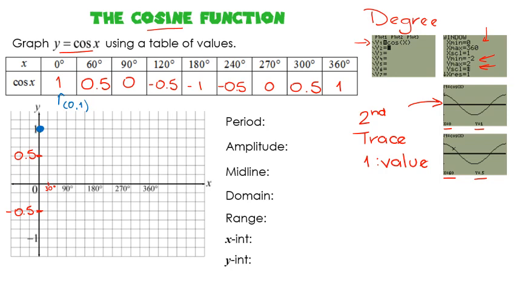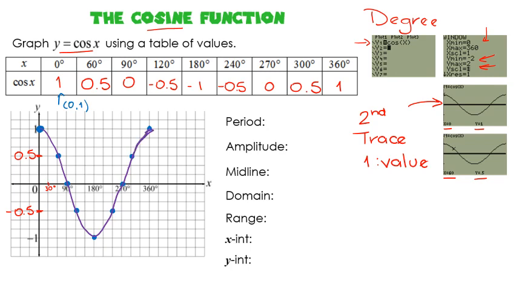And then at 60 degrees, we've got a height of 0.5. At 90, we are at a height of 0. At 120, we are at a height of negative 0.5. 180 is negative 1. 240 is negative 0.5. 270 is 0. 300 is 0.5. And 360 is equal to 1. We're going to connect those dots and create our cosine curve. So you can see it has a bit of a cup shape.